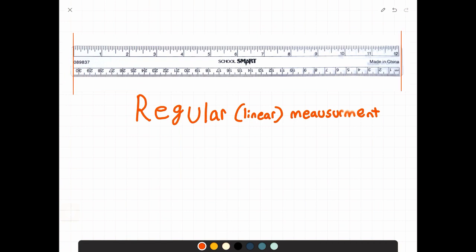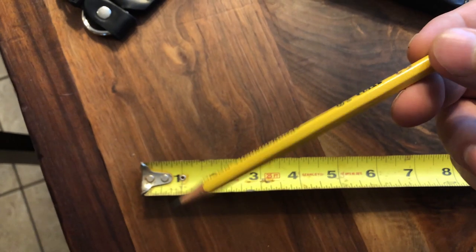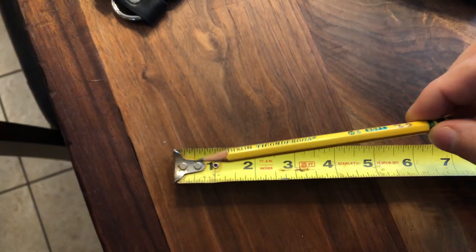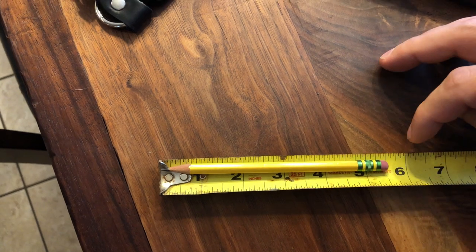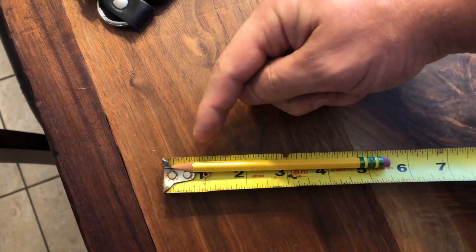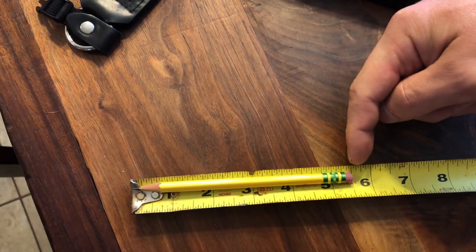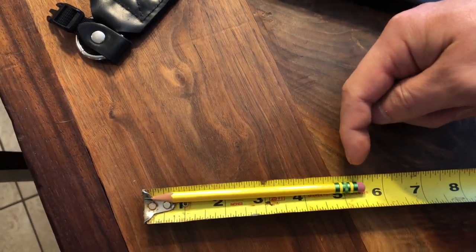Let's take a look at some real-world examples of just measuring pure distance. Here we'll take a pencil I've used quite a bit that's maybe a little bit shorter than some other pencils, but we will measure it, and it is almost 6 inches. Distance between A and B, just between 2 points, is what we're measuring.